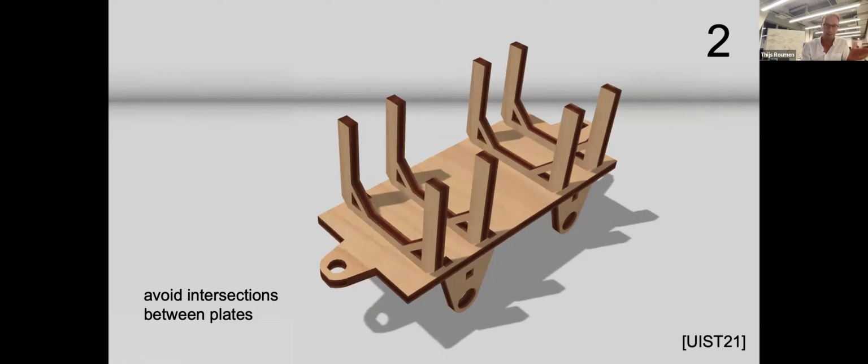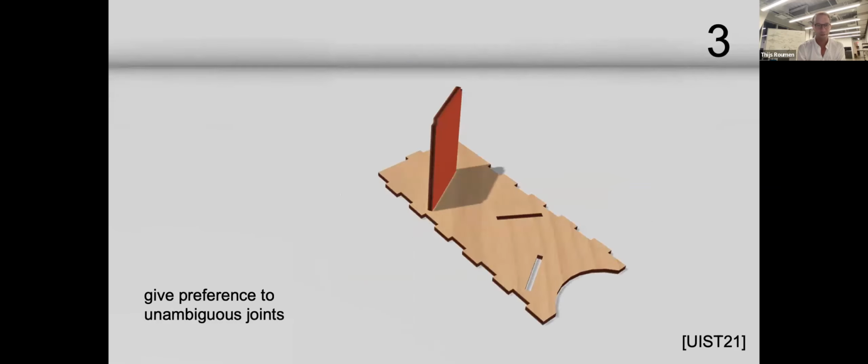So these were a little bit obvious, right? Of course you don't want to have intersections, and of course you want to have a reasonably compact model. Let's look at the more ambiguous ones.